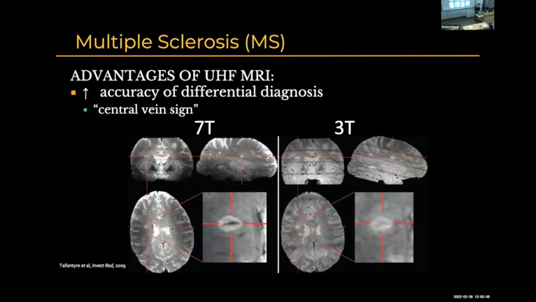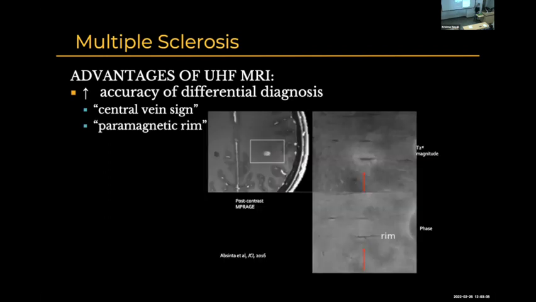One of these biomarkers is the central vein sign, which is very evident on 7 Tesla MRI data because of the susceptibility effect, which is increased at 7T MRI, and instead on 3 Tesla MRI it's usually less evident. And another element is the paramagnetic ring, which is also more easily detectable on 7 Tesla MRI data, and instead it's not usually visible on 3 Tesla data.